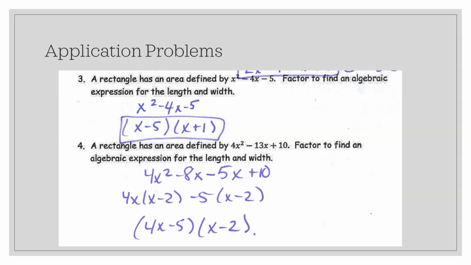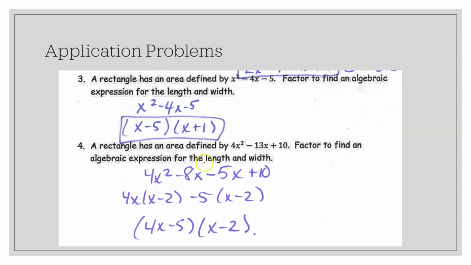A rectangle has an area defined by x squared minus 4x minus 5. You need to factor to find the length times the width. So when you factor, one of these is the length and one of these is the width. So you get x minus 5, quantity x plus 1.